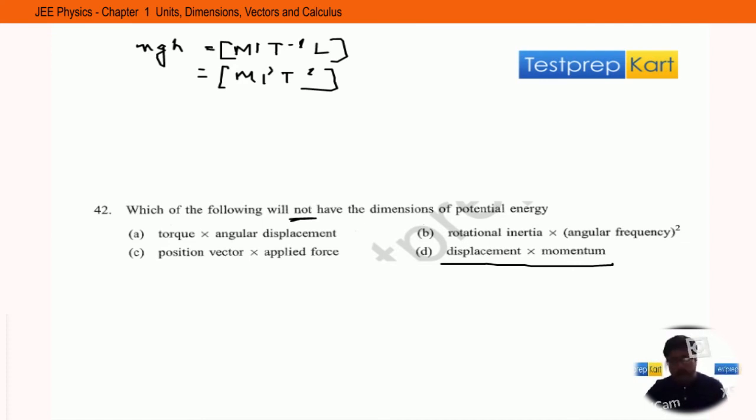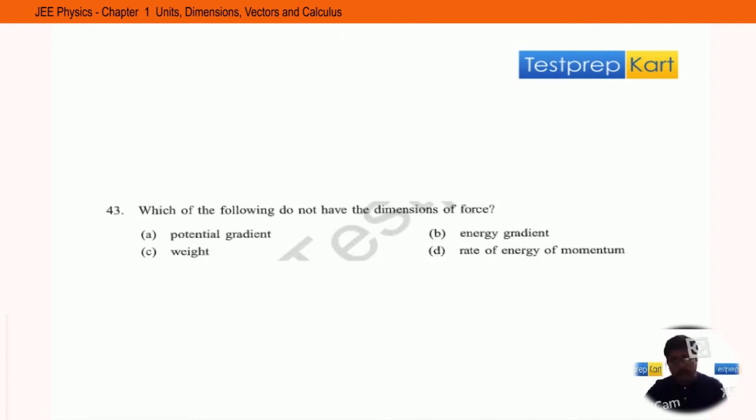Now the question number 43. Which of the following do not have the dimension of force? What is the dimension of force?